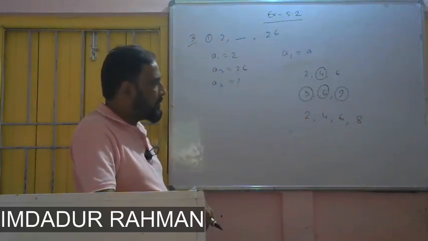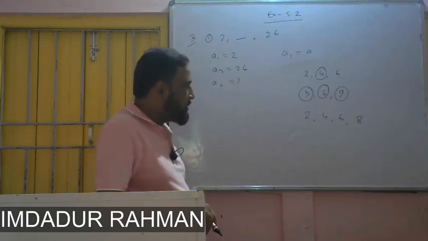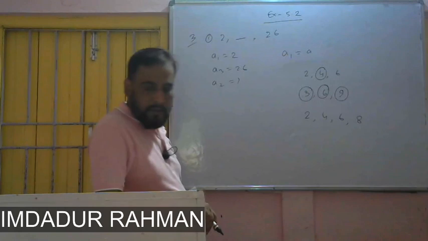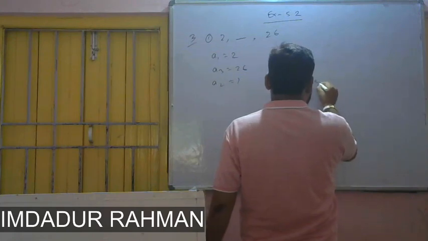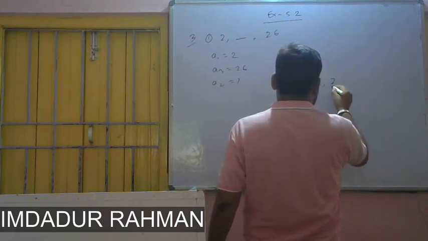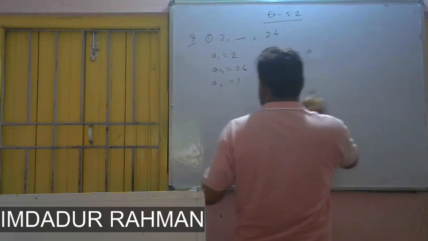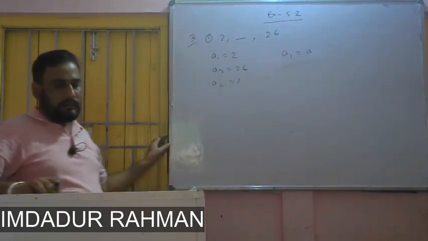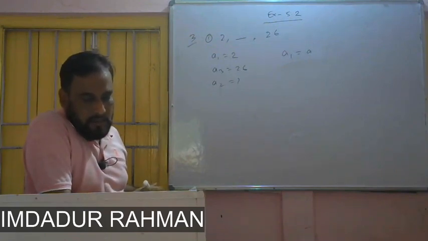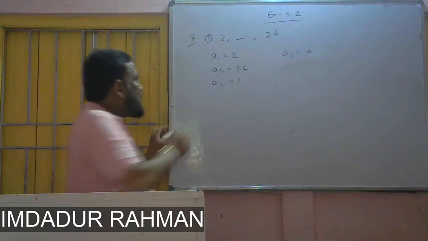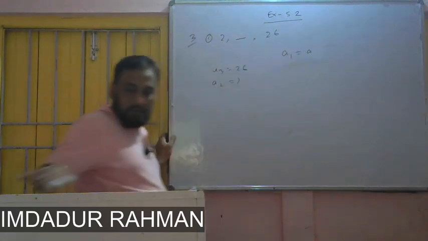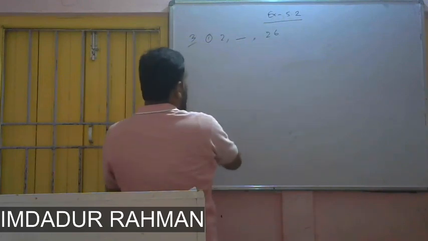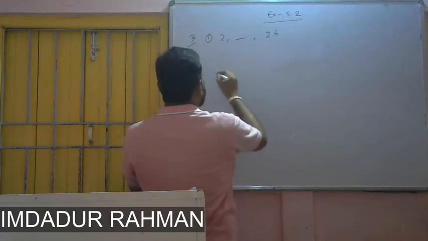So here also, just a minute, 3, 5, 7. Not like this, it is not. Here you can find out like this. First of all, you find out D. What is D here?